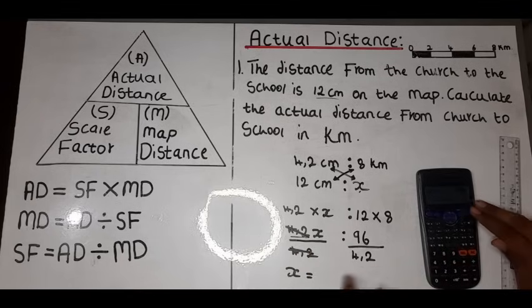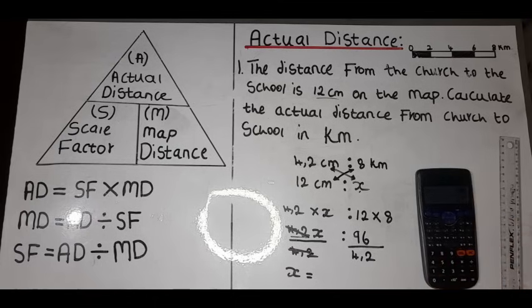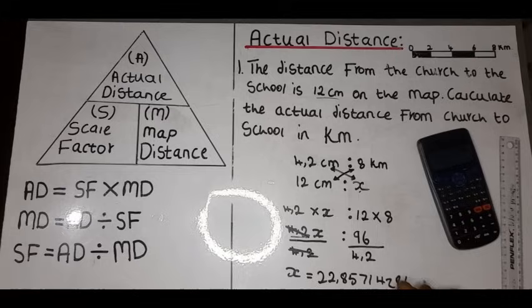So now it means that we have to divide 96 by 4.2. We say 96 divided by 4.2 and it gives us a total of 22.85714286 kilometers, right? So that means that the answer here is 22.86 kilometers.